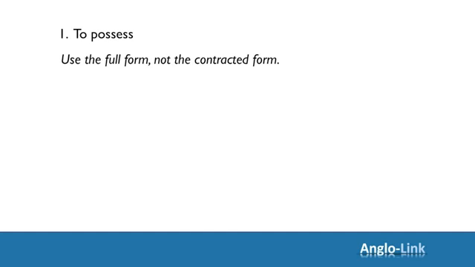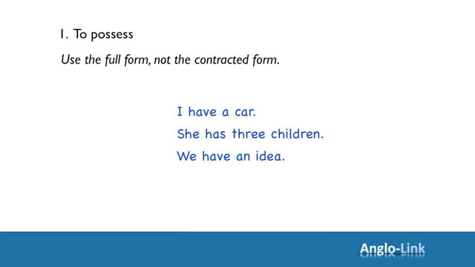Make sure that in this meaning, as a main verb, you use the full form, not the contracted form. For example, I have a car. She has 3 children. We have an idea. He had a cold.